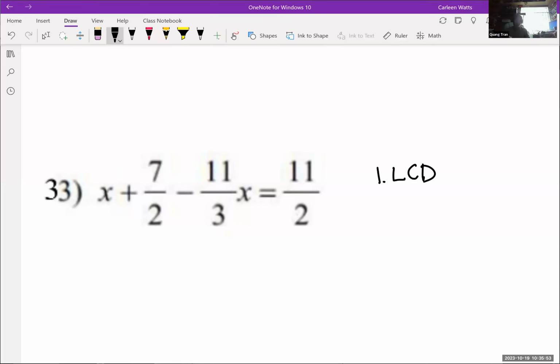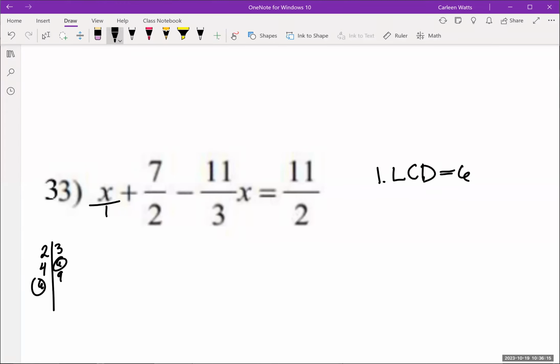So the denominator here is 1. I need the least common multiple of 2 and 3. Ding, ding, ding. Anyone else? All right. So 2, 4, 6; 3, 6, 9. The least common denominator is 6. So I'm going to multiply every term, let's do that in red, every term by 6.